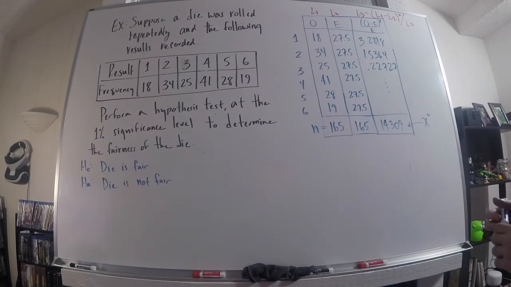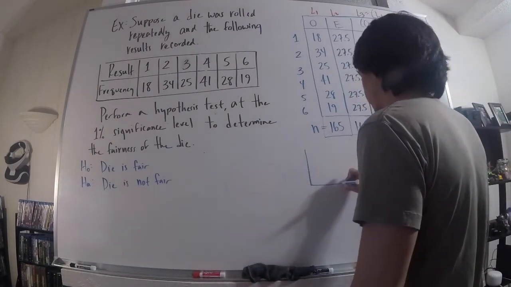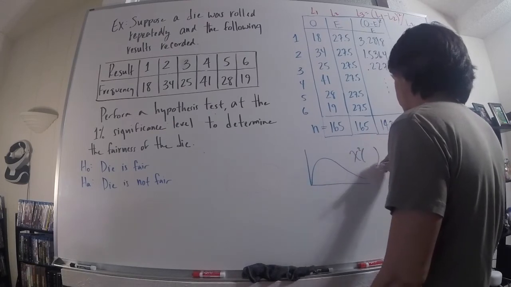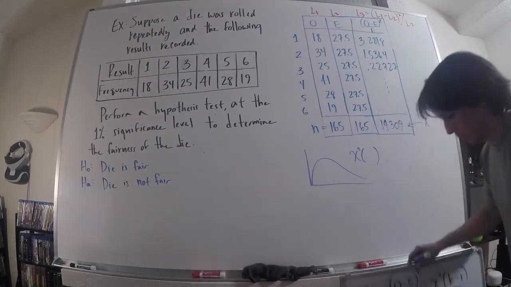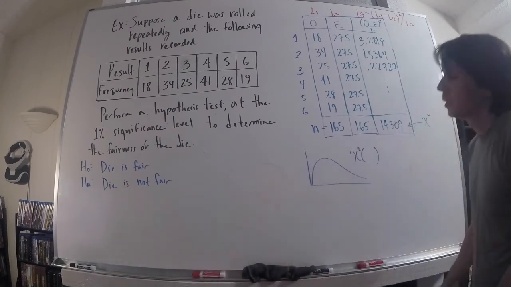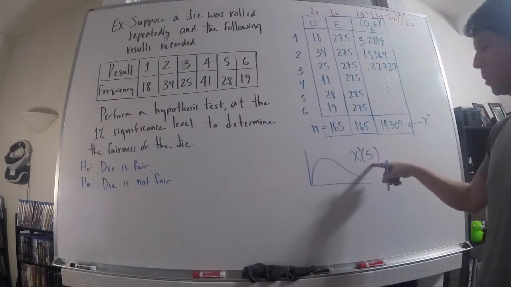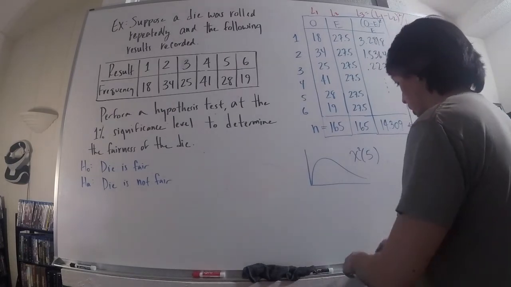Now, we want to do the p-value. It's chi-squared. How do I know that? It says it right there, chi-squared. K minus 1 is my degrees of freedom. How many categories do we have? 1, 2, 3, 4, 5, 6. 6 categories. K minus 1 is 5. And that's the distribution that I'm using to get my p-value.